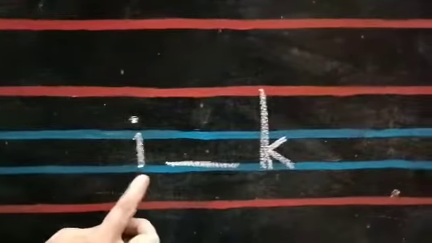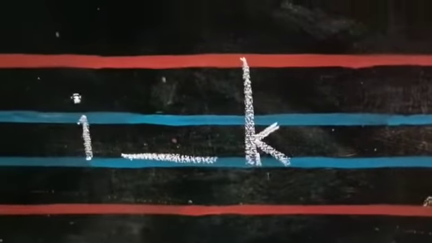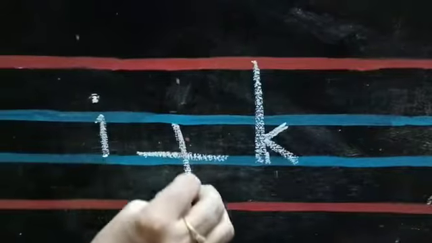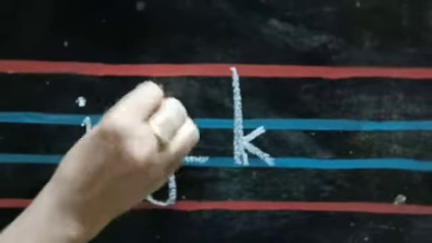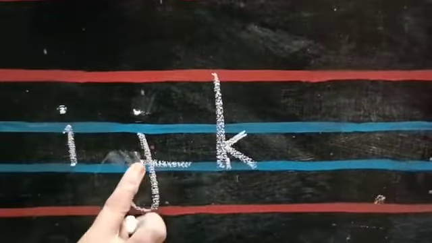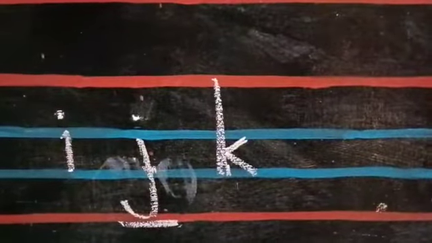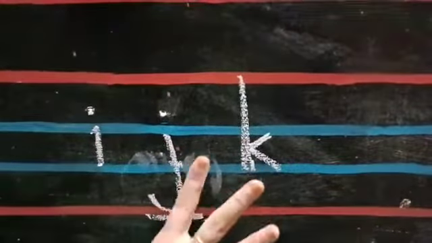I. After I, what letter will come, children? Small letter J. You have read small letter J. This line should be at the bottom. Small letter J. Children, now all of you look at the board.